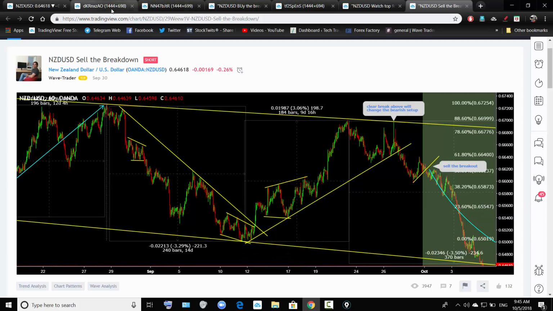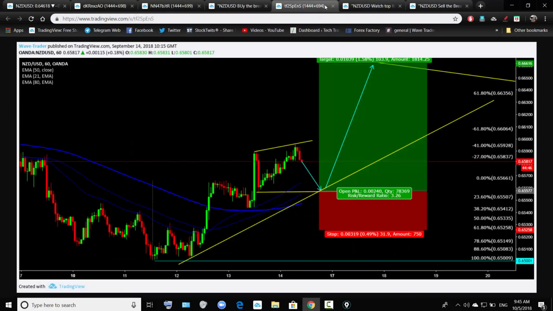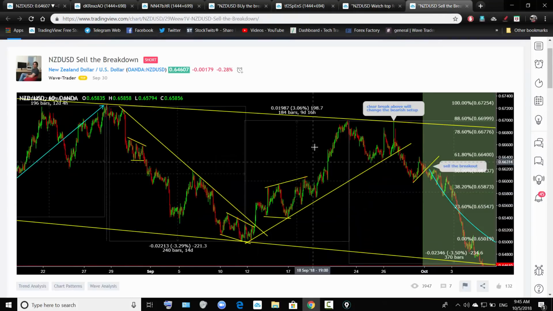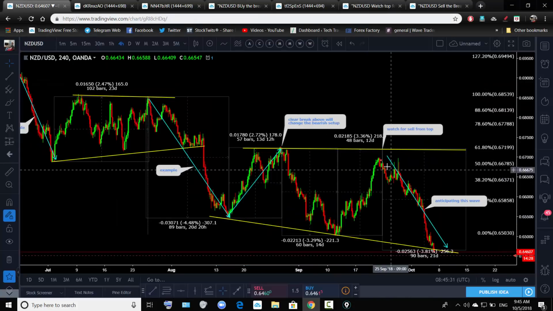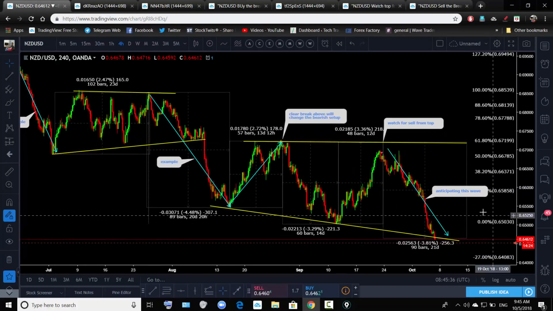All these setups were posted on TradingView. This setup was posted on TradingView, and this setup was posted on TradingView. I hope you guys have taken that trade, and hope you have enjoyed profit on that trade.